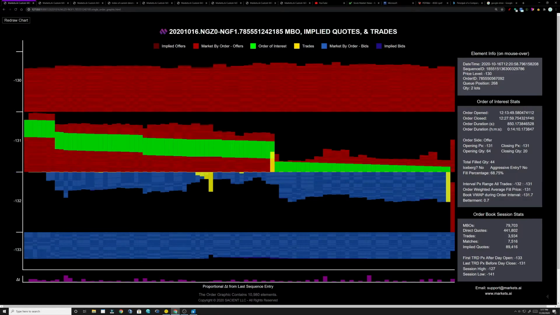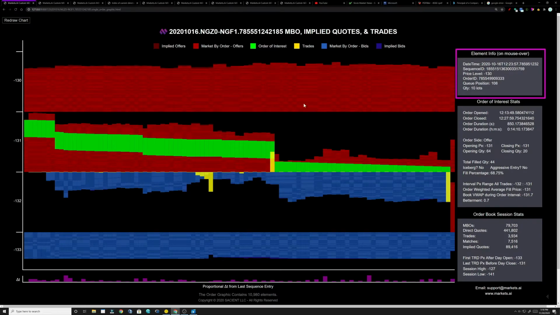Moving over here now, let's look at our element info. Each one of these little rectangles here is a message element. And as I move over them, you can see in the element info box in the upper right hand side, all the numbers are changing, times are changing, sequence numbers are changing, prices are changing. So you can hover over any particular element and get all the information on it.